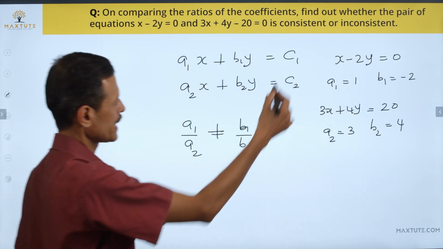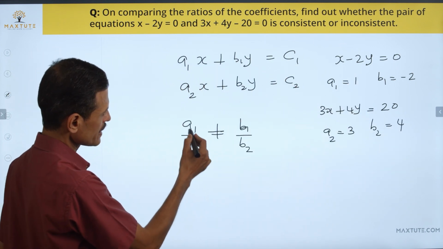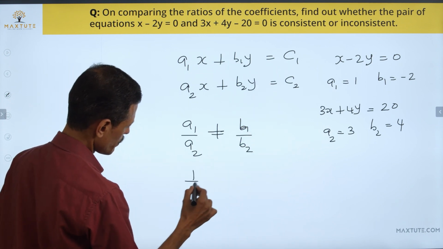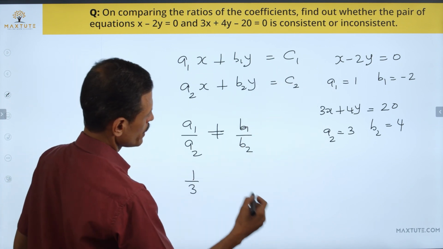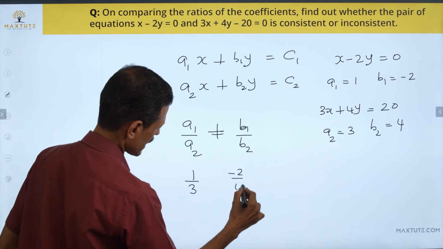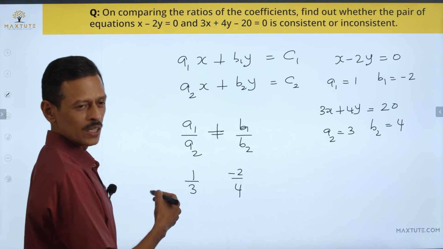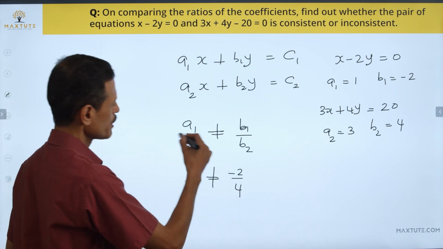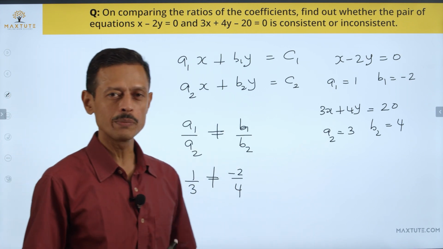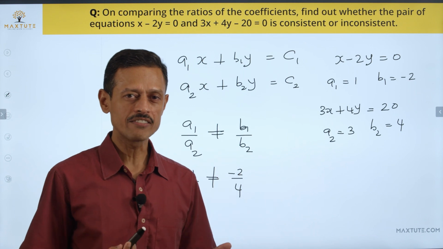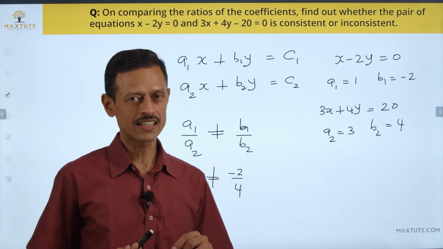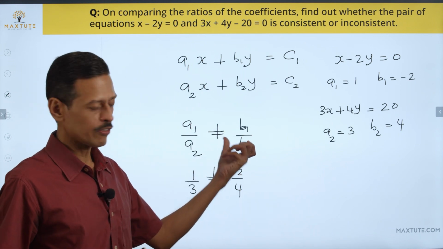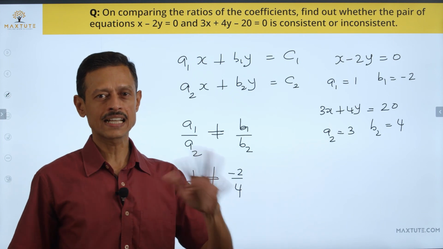So got A1, A2, B1, B2. Plug that in here. A1 by A2 is 1 upon 3. Is it equal to B1 by B2, which is minus 2 divided by 4? This is a minus 1 by 2. 1 by 3 is a positive number. This is a negative number. Definitely is not equal. If A1 by A2 is not equal to B1 by B2, then this pair of linear equations is consistent. That's what is the answer, right? So you write this rule, you get half a mark. You express this, you get another half a mark.